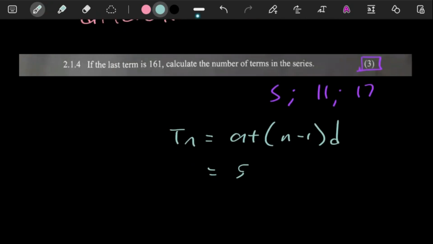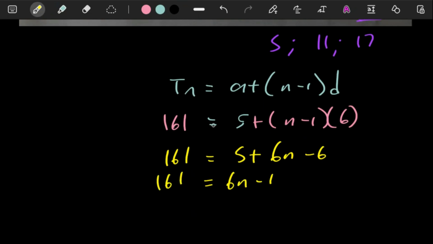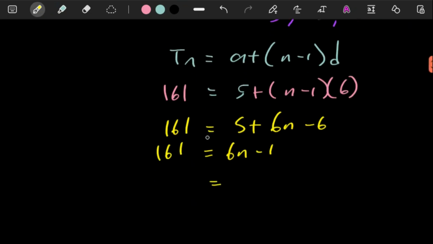So the general term, we know Tn is going to be equal to a plus (n minus 1)d. The first term is 5. The last term is 161, and n is going to be the position of 161. d is the common difference, which is 6. So we can just work out n here. We're going to have 6n, 6 times negative 1, and then 5 minus 6 is minus 1. Equals 161. And then the 1 goes to the other side, so you plus, so it's 6n equals 162.